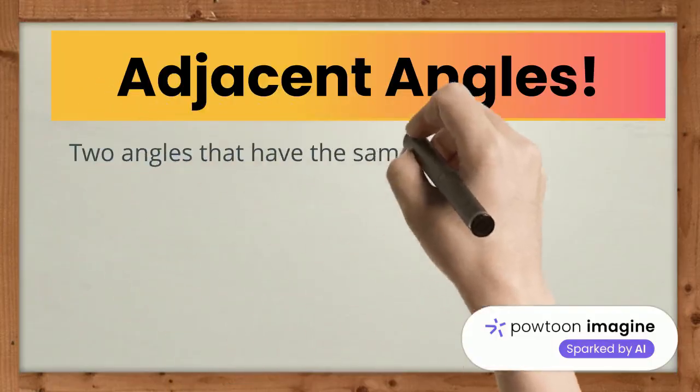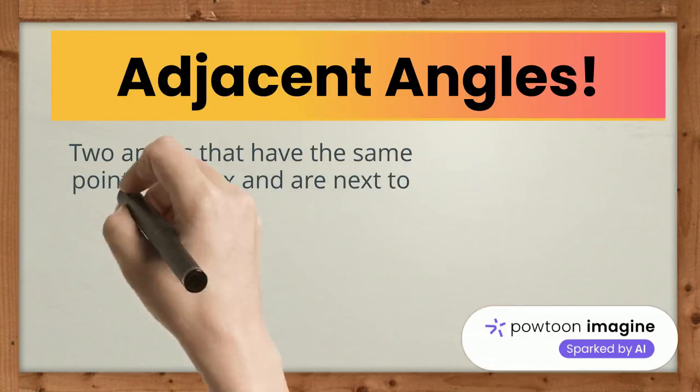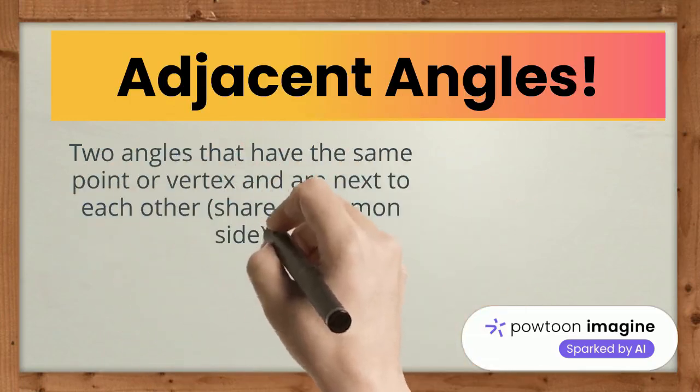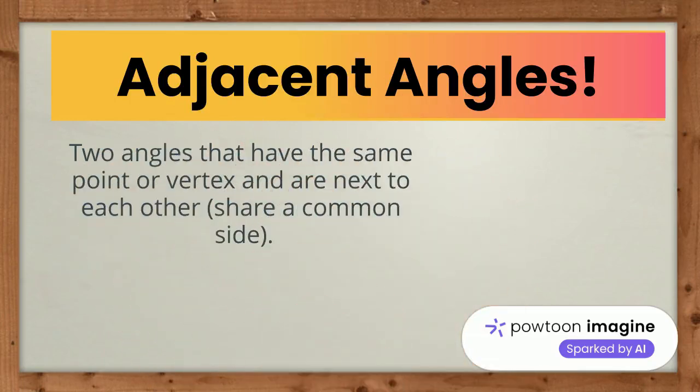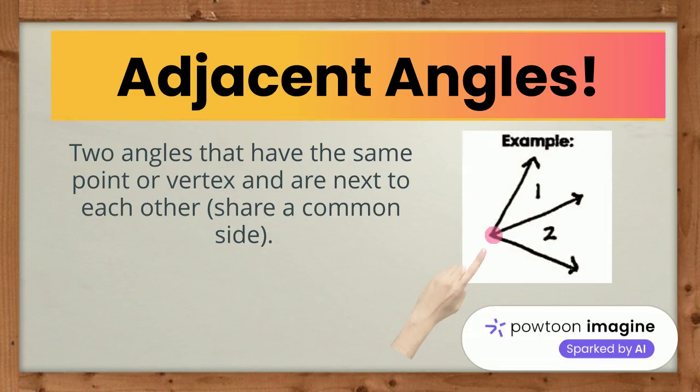So adjacent angles are two angles that have the same point or vertex and are next to each other, meaning that they share a common side. On the example to the right, we can see that shared vertex notated by the pink dot and the common side notated by the yellow rectangle. Therefore, in this example, angles 1 and 2 are adjacent angles.